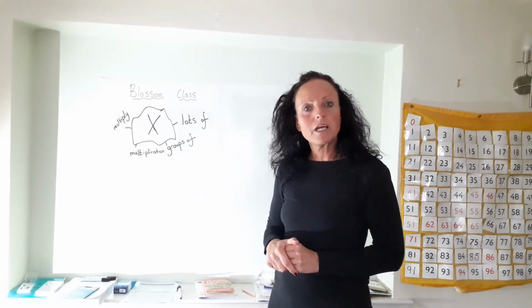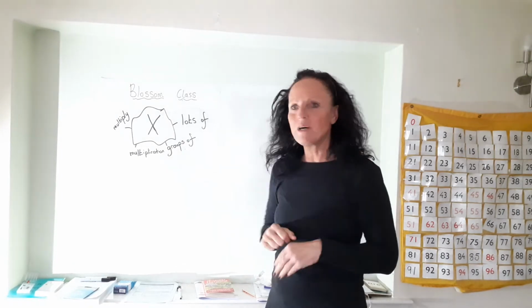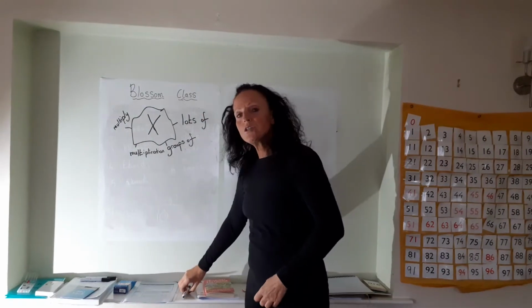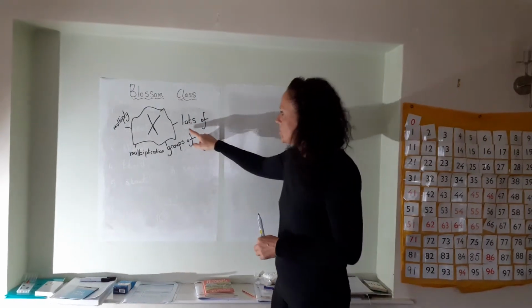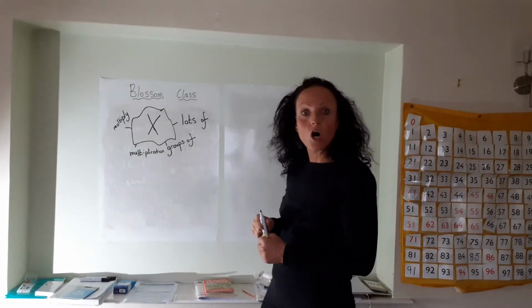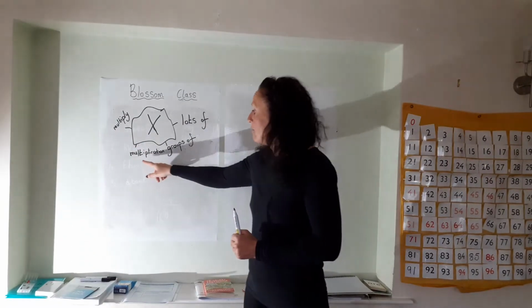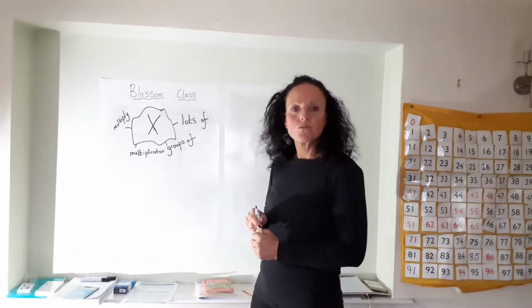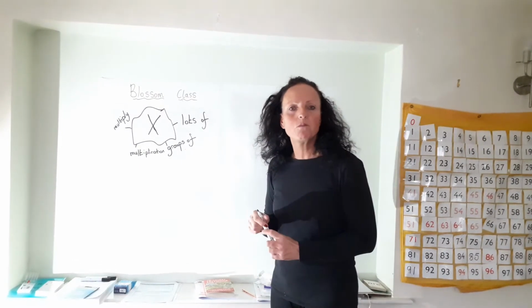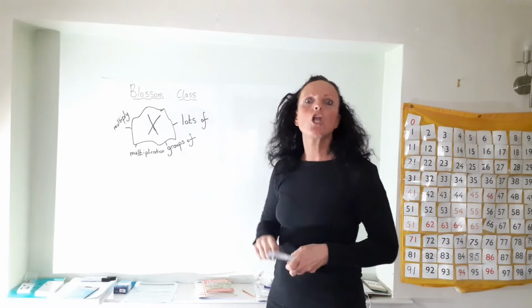So show me the symbol again. Well done. So all the words that mean that symbol, we've got groups of, lots of, multiply, and multiplication. So if you ever saw those in a problem, you think, oh, that means groups of, lots of.